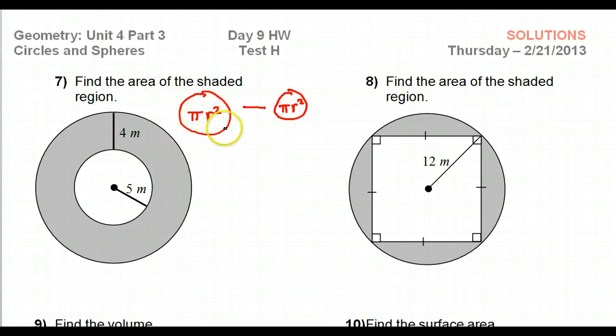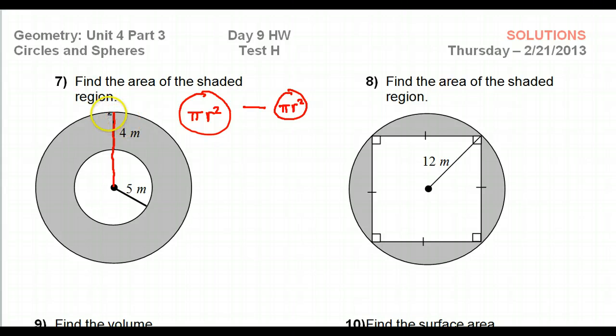Now for the big circle, we need the radius. Is 5 the radius of the big circle? No, that's the radius of the small circle. Is 4 the radius of the big circle? No. 4 is just this little piece. It's not a radius. The radius has to come from the center and it has to go all the way out like this. That red segment I just drew, that's a radius.